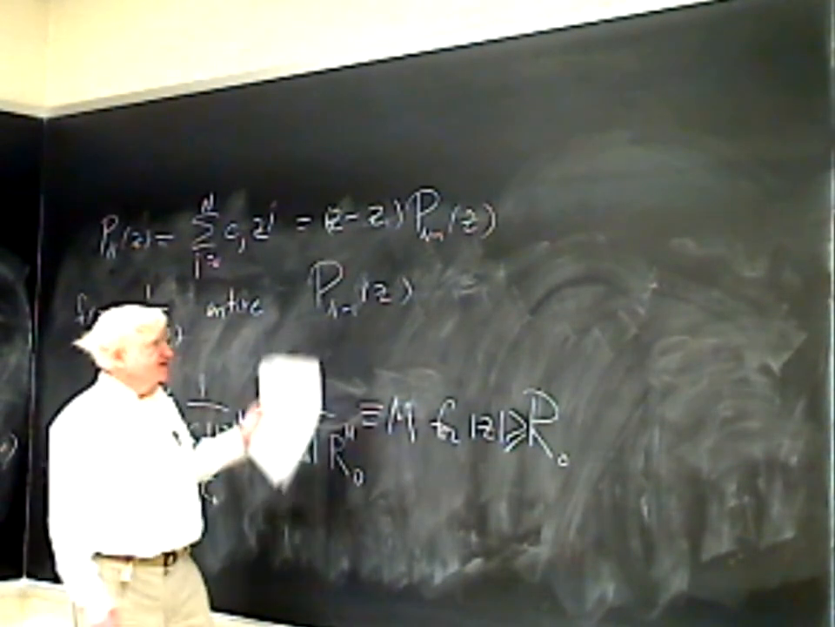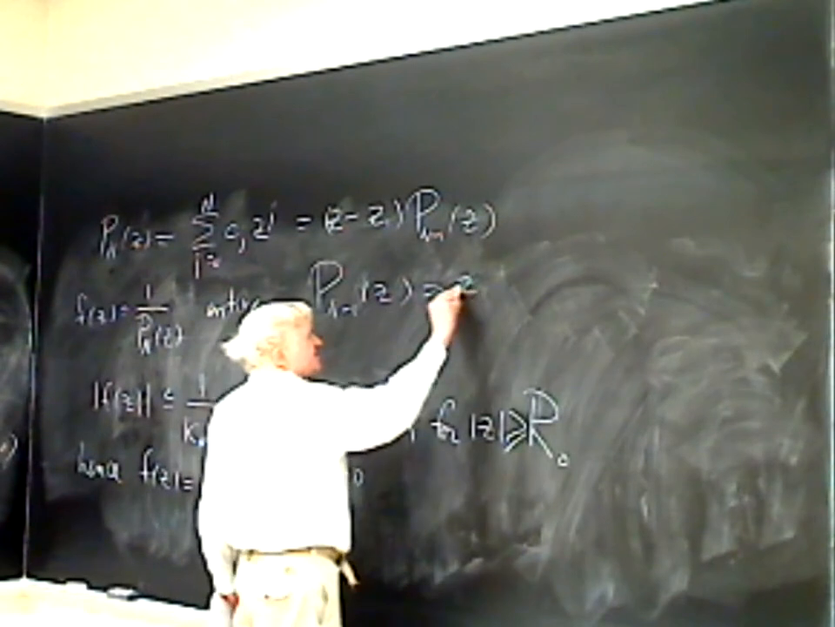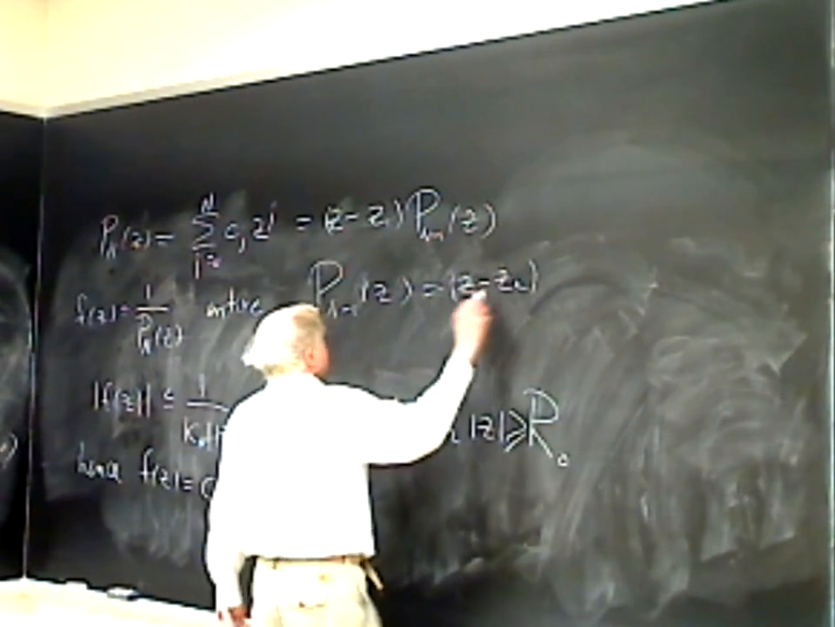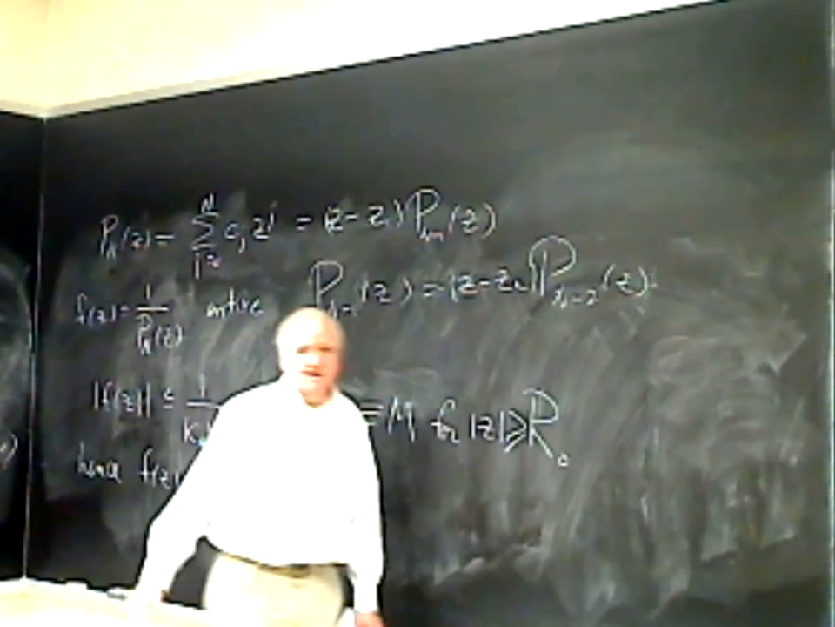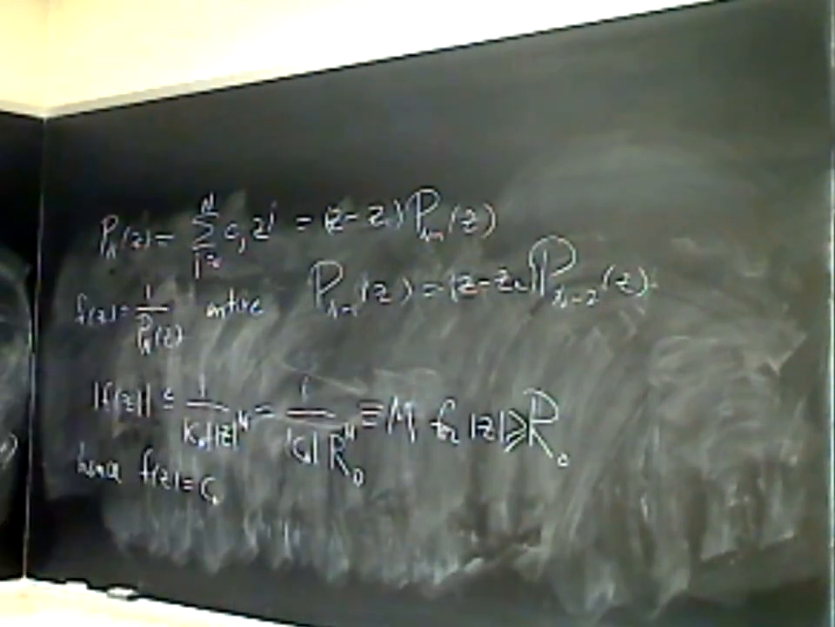And in that case, you get to the conclusion that this is z minus z2 times p n minus 2 of z. Anyway, you continue in this way, and eventually you prove that p of z has n zeros somewhere in the complex plane. They might be all at one point, it might be 2 at one point, and 3 at another, and the rest distributed randomly.